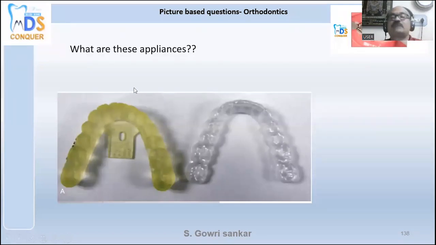And of course, what are these appliances? You may know better nowadays. Yes, they can be SX retainers, they can be Invisalign, or they can be aligner therapy, clear aligner therapy, anything you can easily identify. So for Invisalign, the forerunner is the SX retainer. Yes, or the aesthetic retainers, they are called.